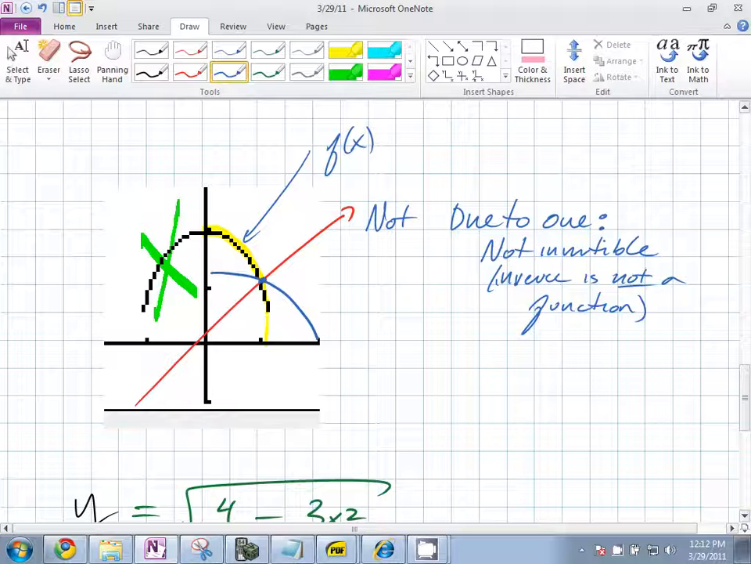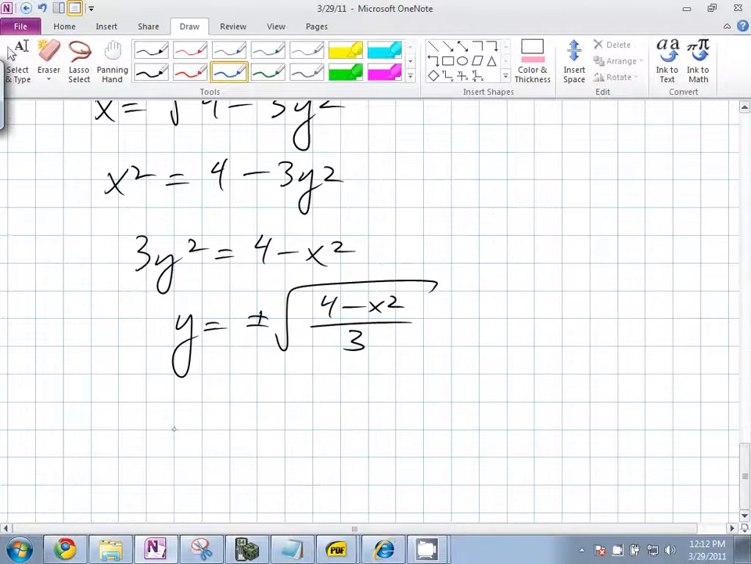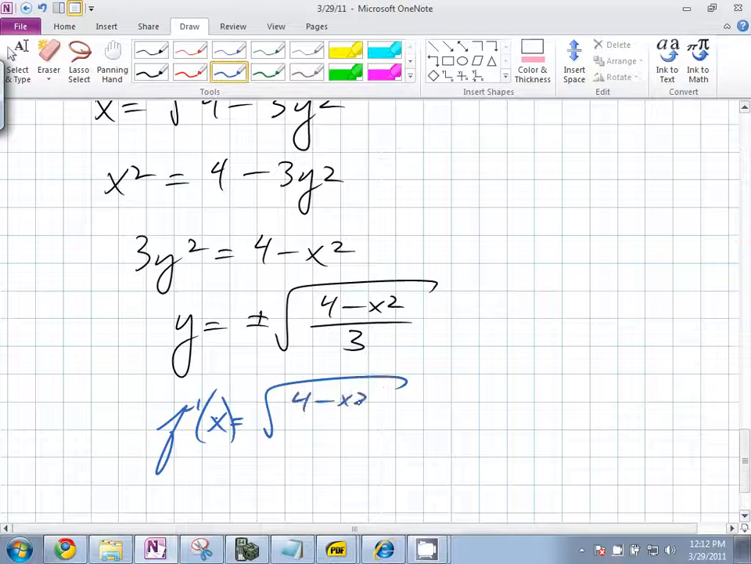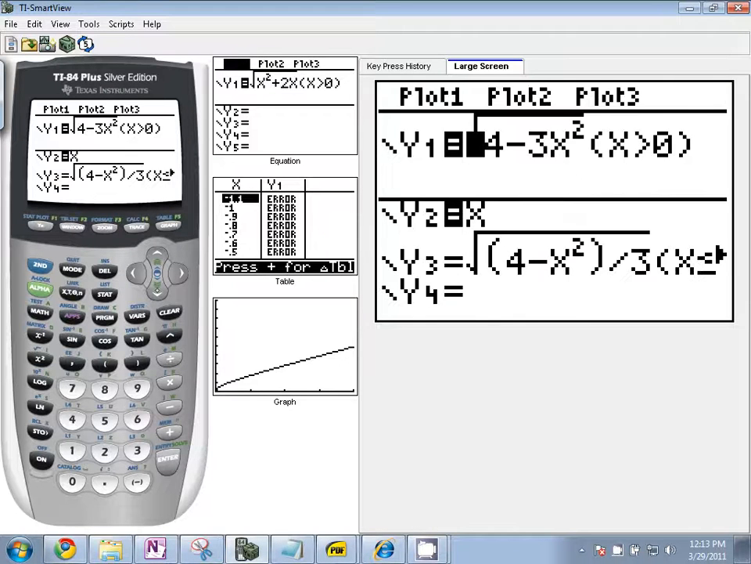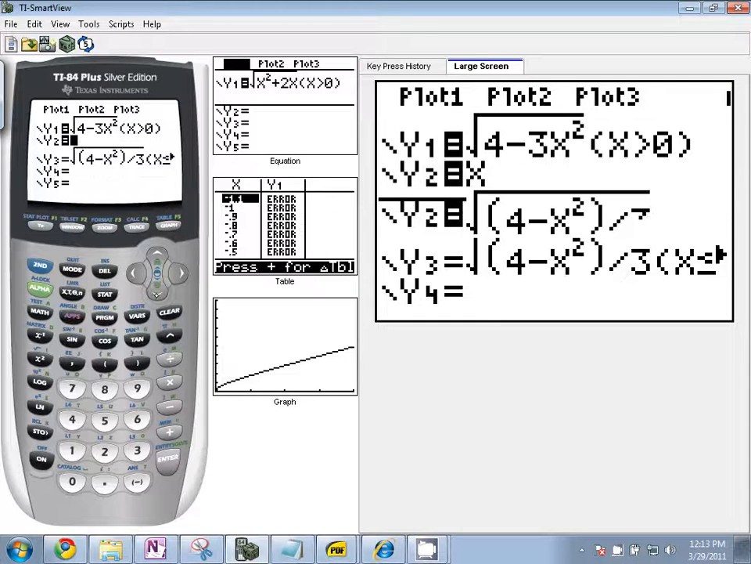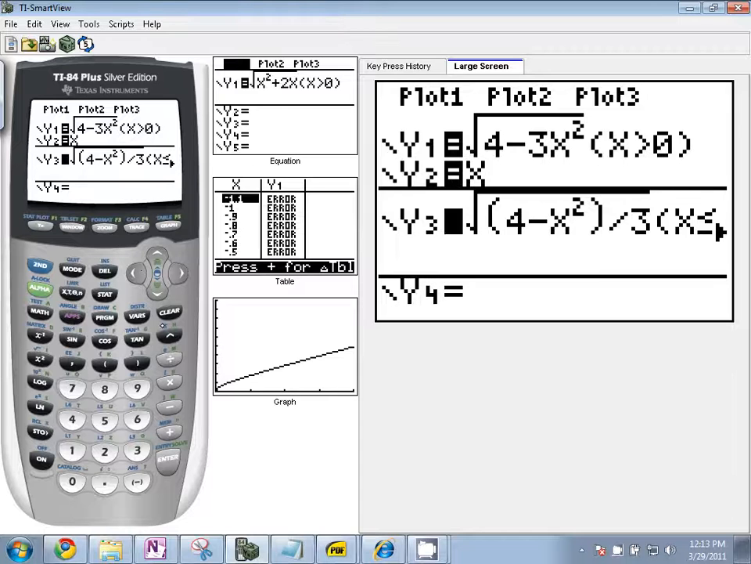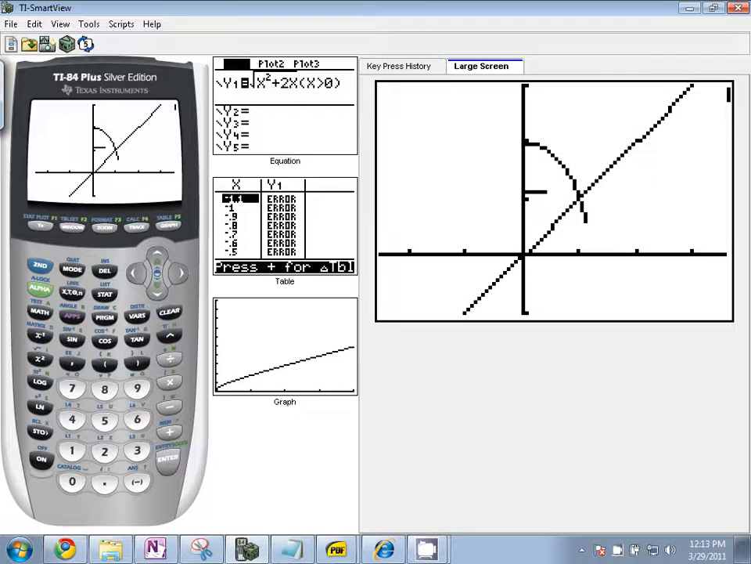Positive or negative? Positive. The range is positive, so go back over here. Which one do we need to choose? Yes, we need to choose that one. So if we graph this, which I've already conveniently typed into the calculator, look what also comes out. Yay! Did that work? Yeah.